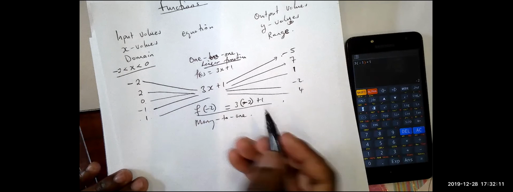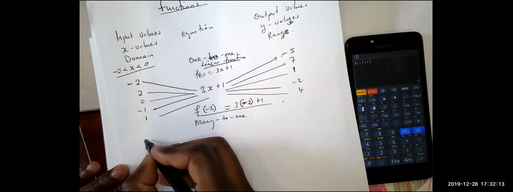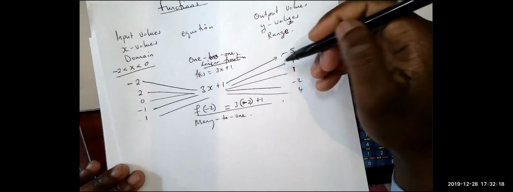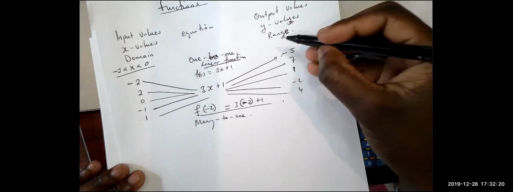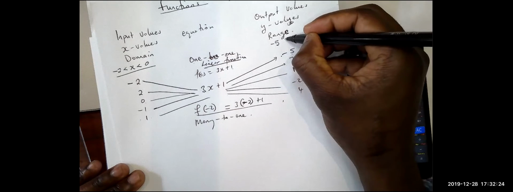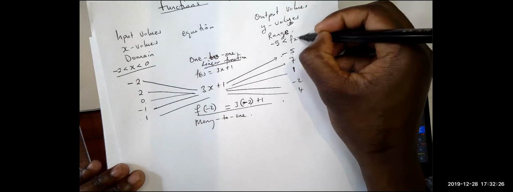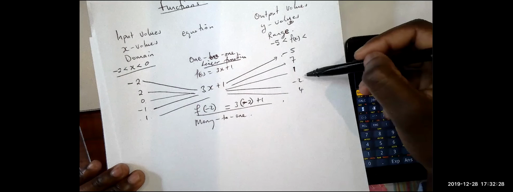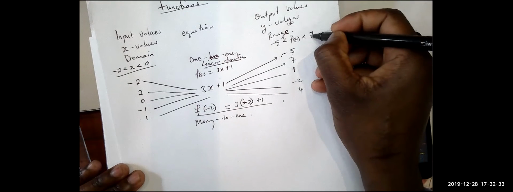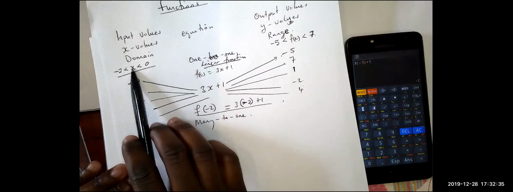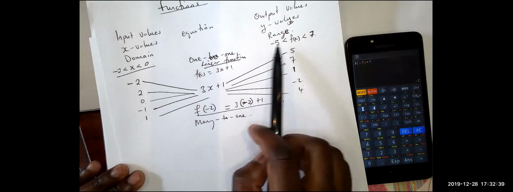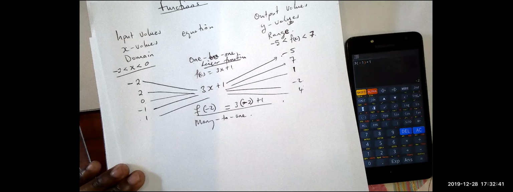Now let's see what we're talking about here. Let's start again with the same domain. So our range here is from what? Let's bring it back here. Our range is from -5, that's the smallest one, less than f of x, less than, what is it? The highest one is 7. So for this domain, the output, the range, is from -5 to 7.